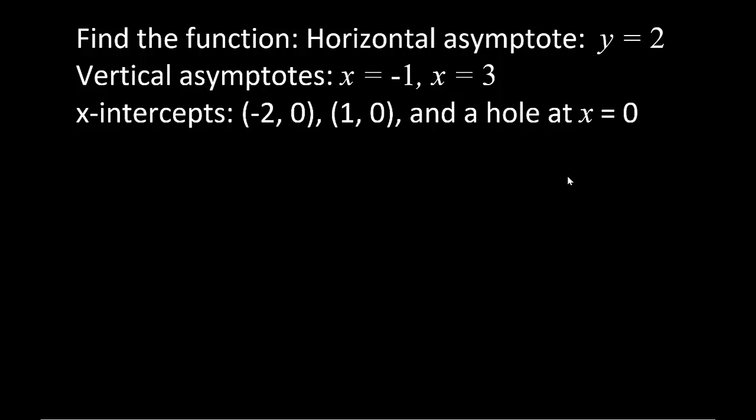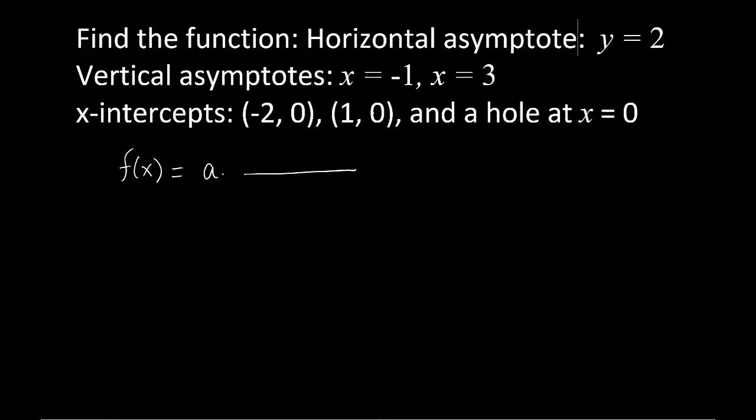We need to find a function when the horizontal asymptote is given as y equals 2, vertical asymptotes at x equals negative 1 and x equals 3. X-intercepts are given at negative 2, 0 and 1, 0. And a hole on the graph at x equals 0. We need to find the function. So let us formulate it. So we are writing the function. Let me put the leading coefficient. I don't know what it is, so just a.